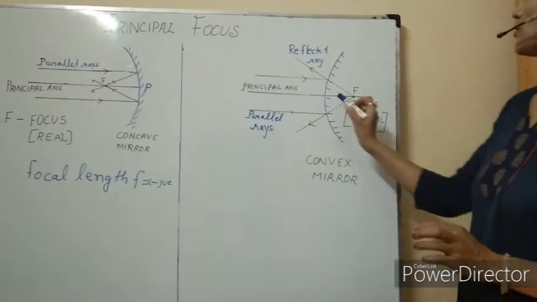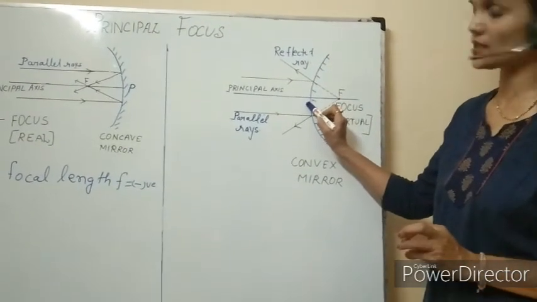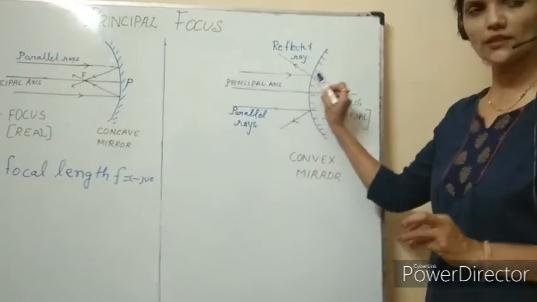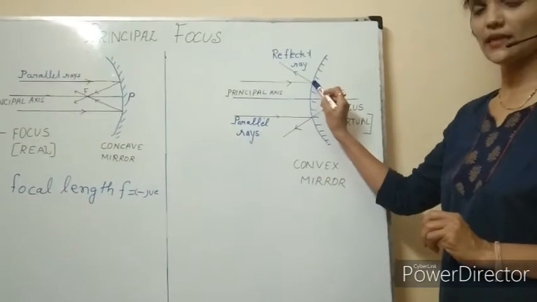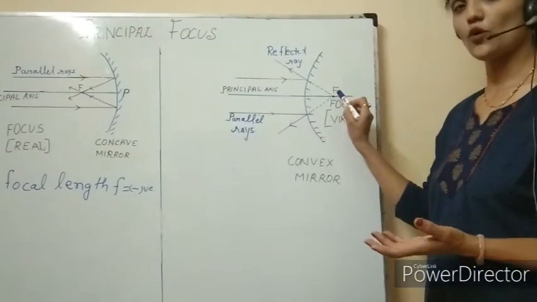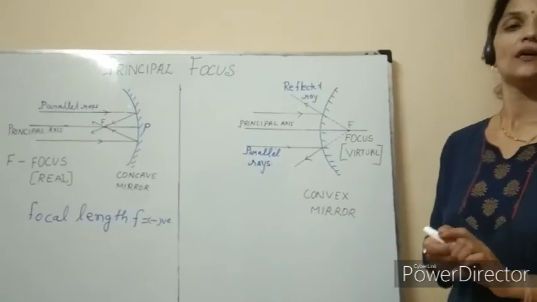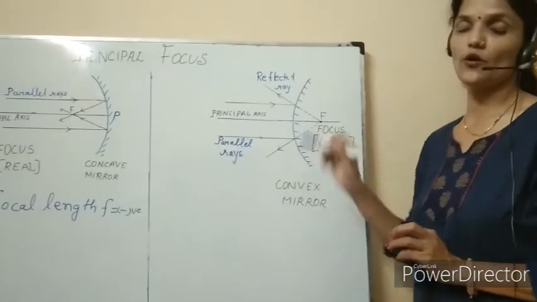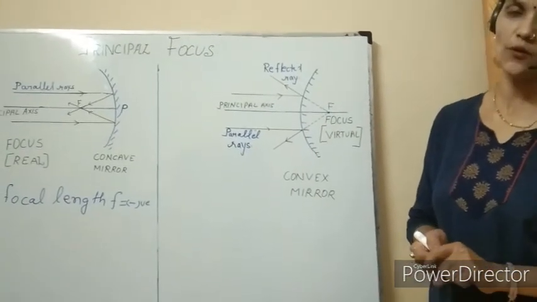Why is it positive? Because you know that every distance has to be measured from the pole as per the sign convention. So I will be measuring in this direction, and the direction of light is also in the same direction. Whenever the direction of incident light and the direction of measurement from the pole are the same, then it remains positive. So here you can see that the focal length will be measured from this particular point, so it will always be considered positive. This happens in lenses also.